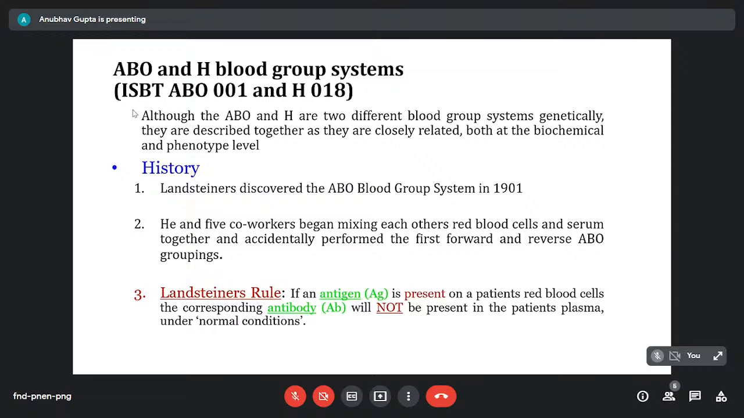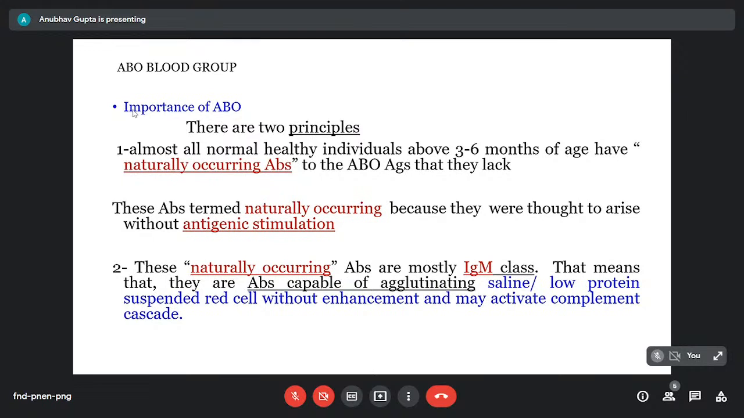So what is the importance of the ABO blood group system? Basically the importance lies in two principles. First of all, the ABO blood group system is universal, and the antibodies are naturally occurring. Secondly, these naturally occurring antibodies are mostly IgM, and that means IgM reacts at lower temperature and has a tendency to activate the complement.